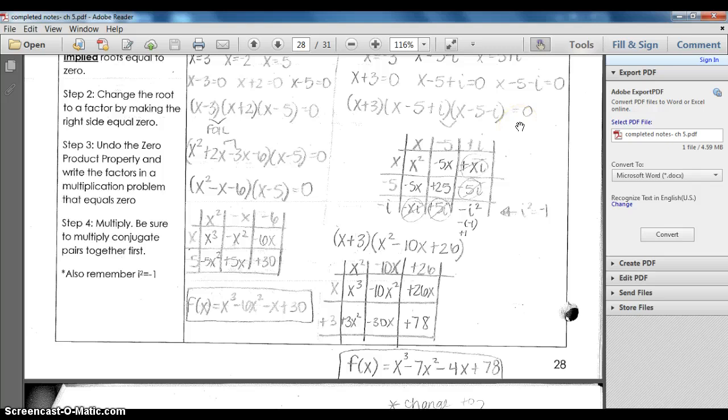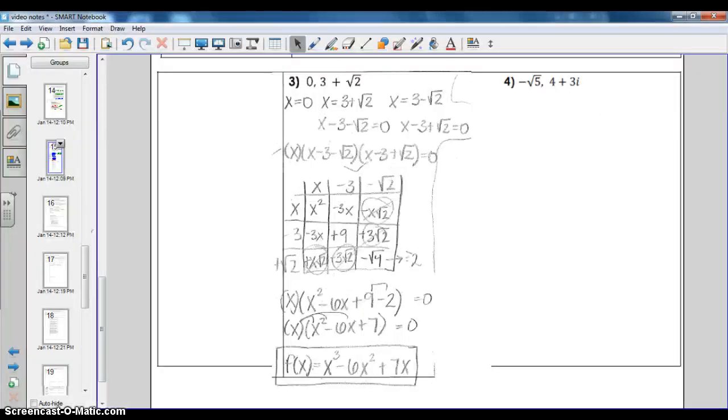Last one that we're going to do together, and then I'll have you finish up that last one, is going to be number 3. So let's take a look at that one. All right, so let's take a look at number 3 here. So we want to put x equal to 0, x equal to 3 plus square root of 2, and x equal to 3 minus square root of 2.